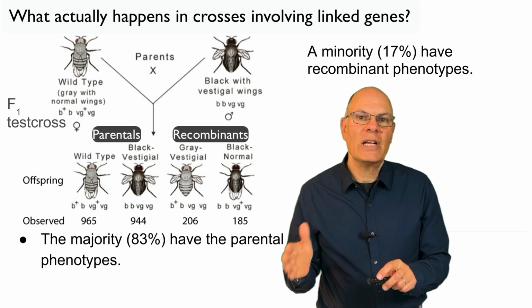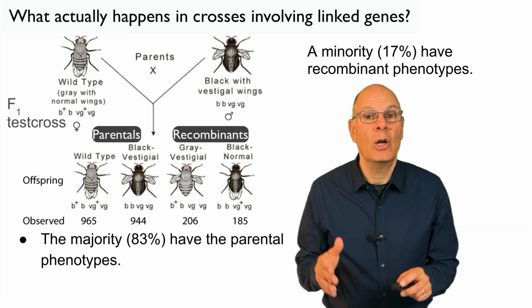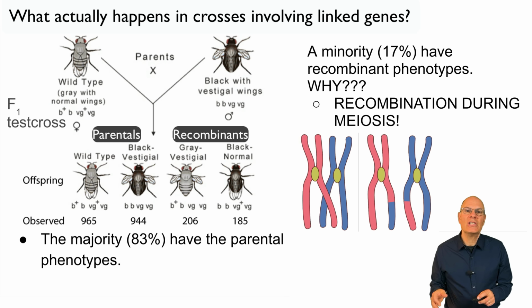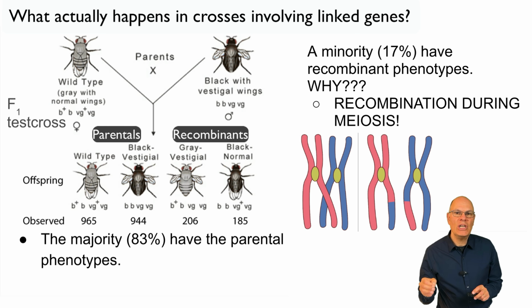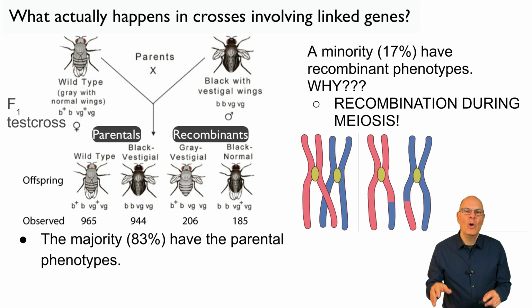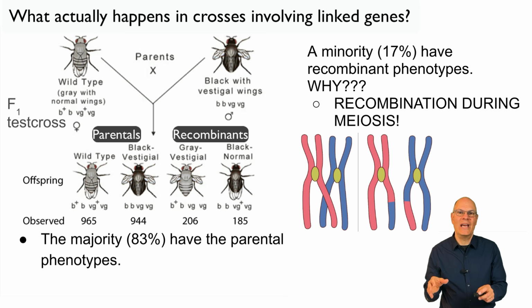Genes that are linked don't always stay together. Why not? Because during meiosis, there's recombination and crossing over. So linked genes, because of that process, can separate. We'll see the details of this in the next slide.